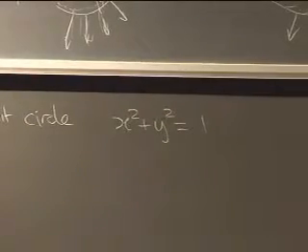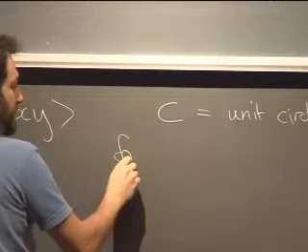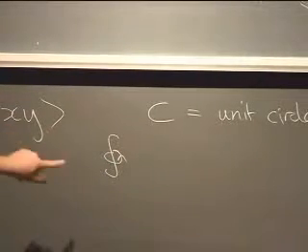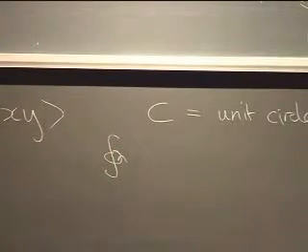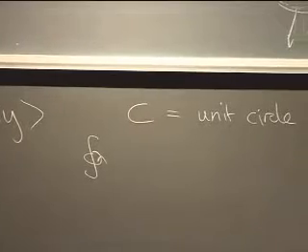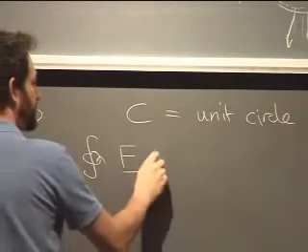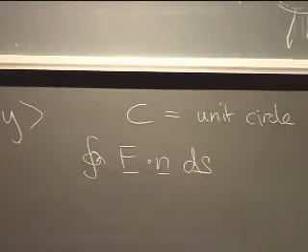And I want to compute, and again, this is now a closed loop, so you put the little circle in to indicate that you're going around once counterclockwise. I want to compute this, f dot n ds. Without using any theorems, I just want to compute it directly. Okay, so the way to compute this is as follows.